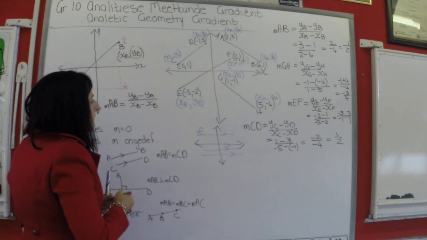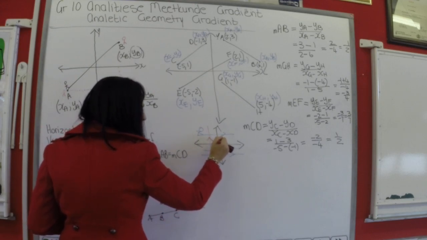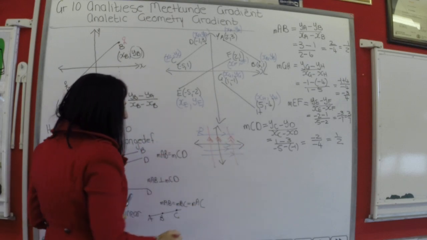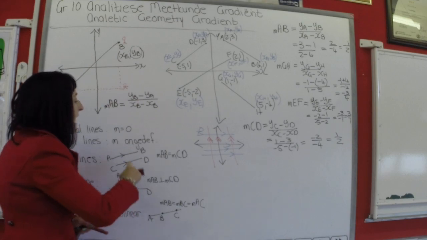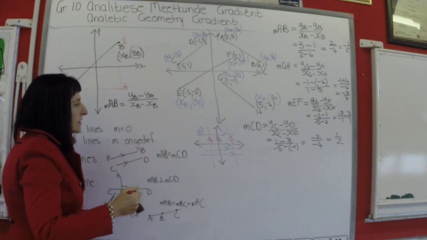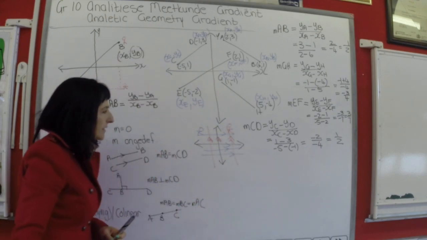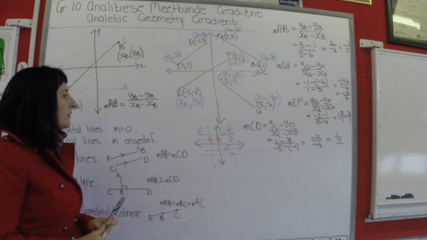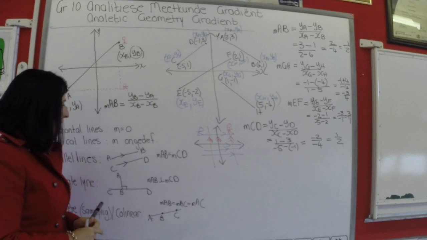Then we've got our vertical lines. Vertikale lyne is altyd weer ewewydig aan die y-as. That's vertical lines. And they've got an undefined gradient. Want as 'n mannetjie hierso probeer loop, dan val hy sy knaps daarom af. It's not possible to walk on a vertical line, therefore the gradient is undefined.